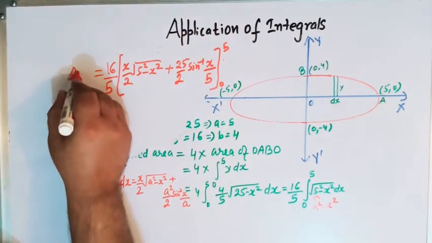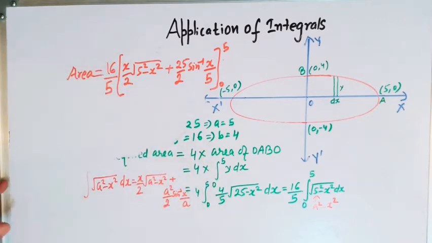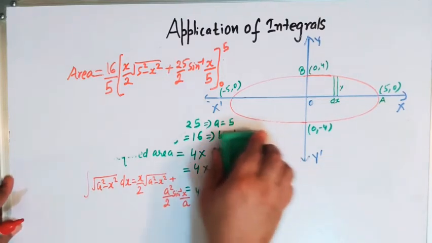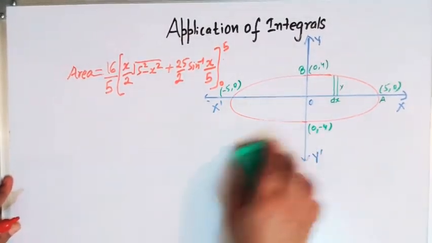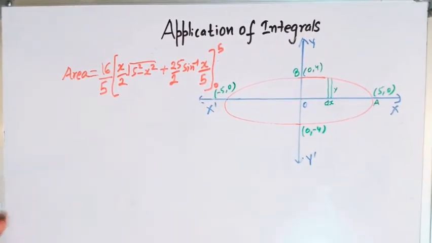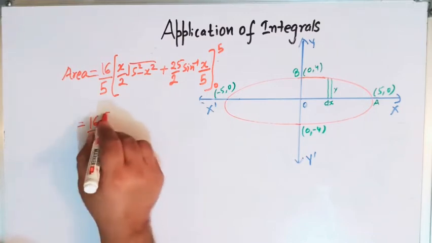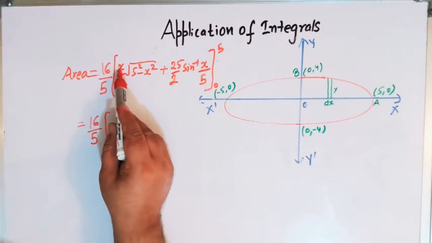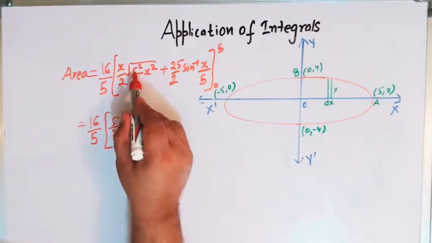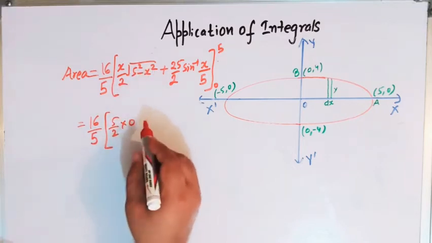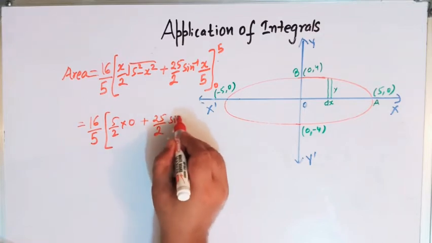So this is our expression for area. Now we will substitute the limits, and then we will simplify the expression. So here we have 16 by 5, and if we substitute 5 here, we get 5 by 2 times 0, because this is 5 square, and 5 square minus 5 square is 0, plus this is 25 by 2 sine inverse.